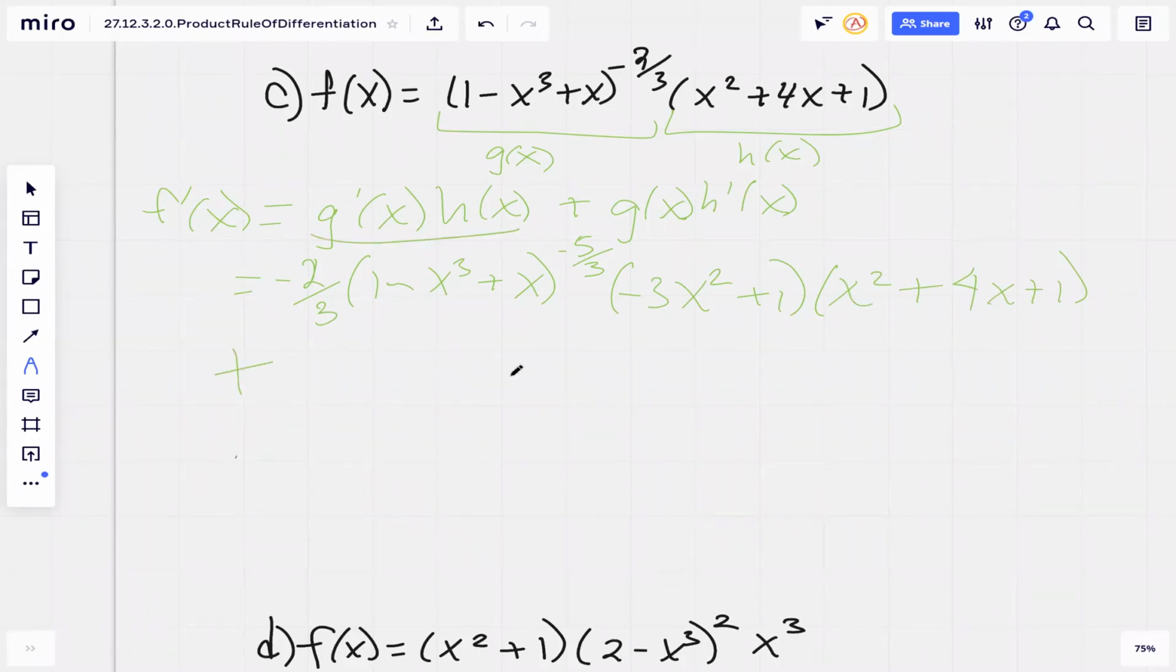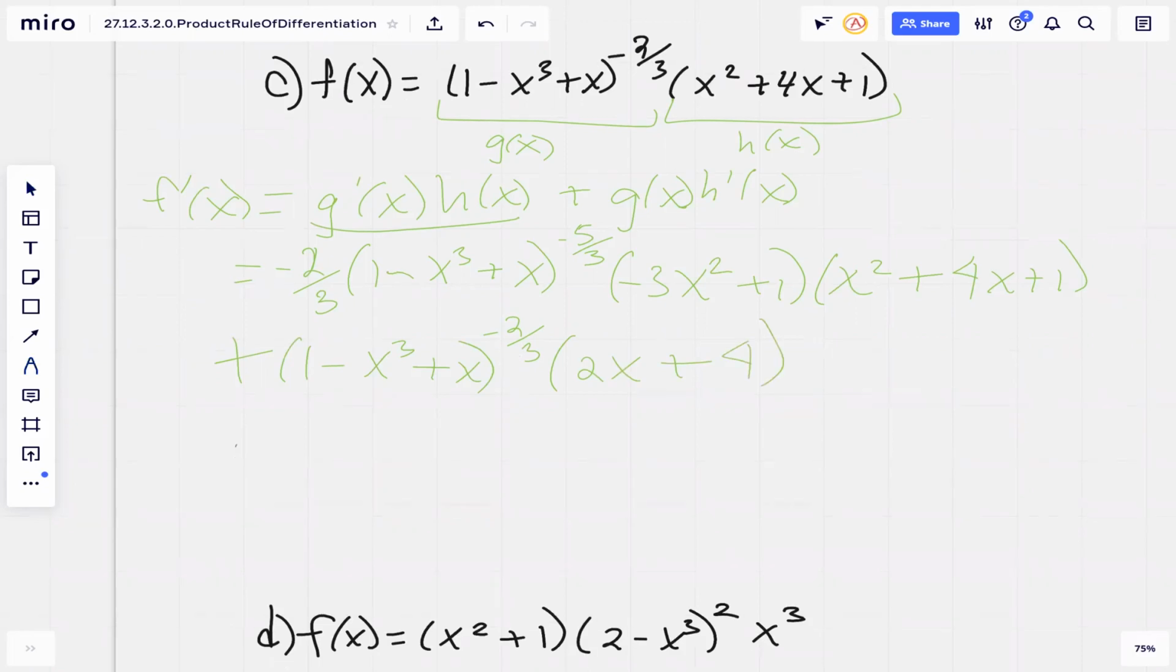Plus G, let's just write our G: 1 minus x cubed plus x raised to the power negative 2 over 3. Now we're going to take the derivative of H, which is 2x plus 4. Good. Looks like we have one last one.